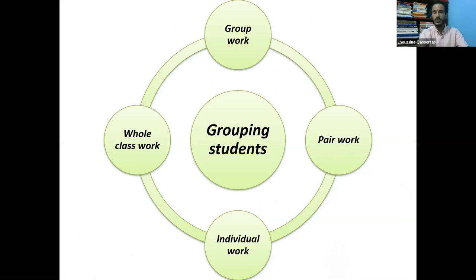We are going to talk in detail about these types of grouping students, but after the break. Okay, so we will have 15 minutes, so enjoy your break. After that, we continue. Thank you.